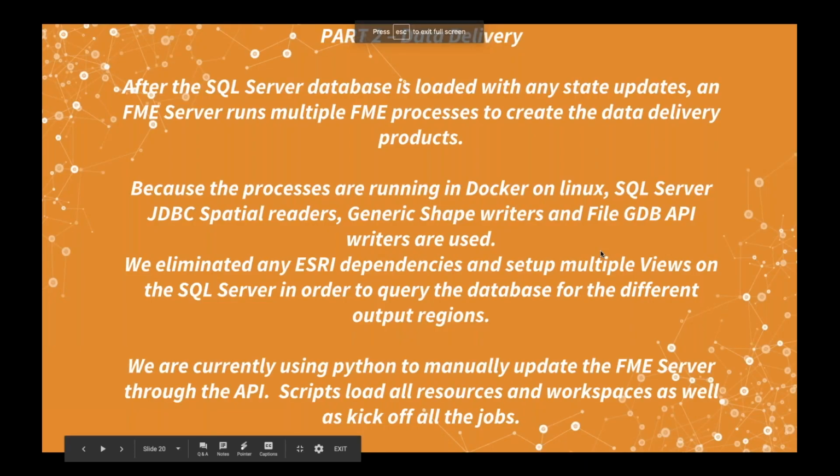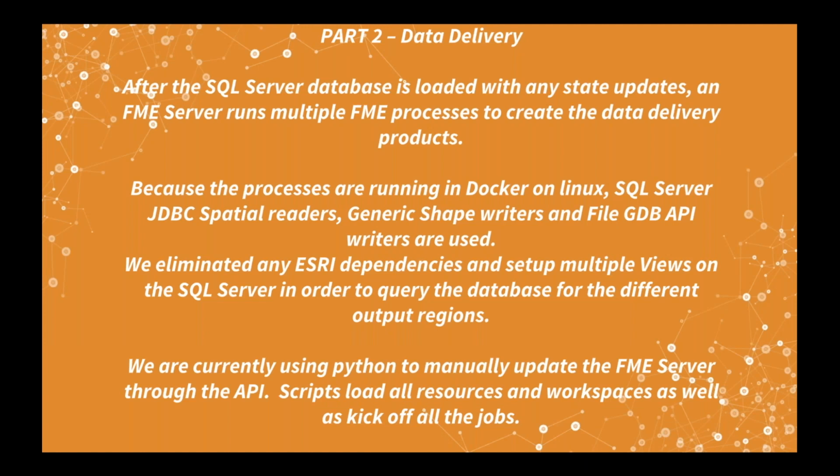So part 2 is once all that data has been loaded into a database with any of those updates, there's a few FME processes that will create the data delivery products. In this case, the user is running FME Server in Docker on Linux. So they're using the SQL Server JDBC spatial readers, generic shape writers, and the file geodatabase API writers. Because on Linux, you aren't able to install Esri ArcGIS Enterprise next to FME Server, you can't actually use those formats on there.